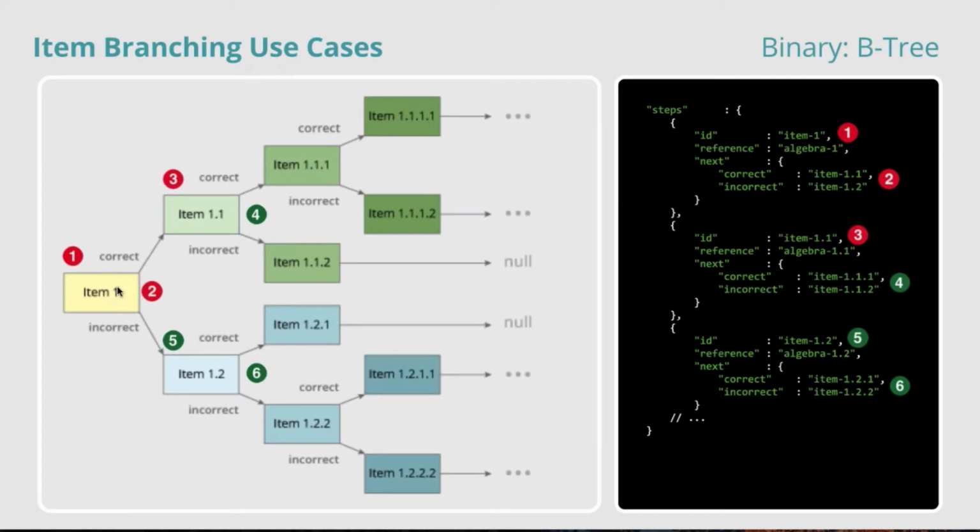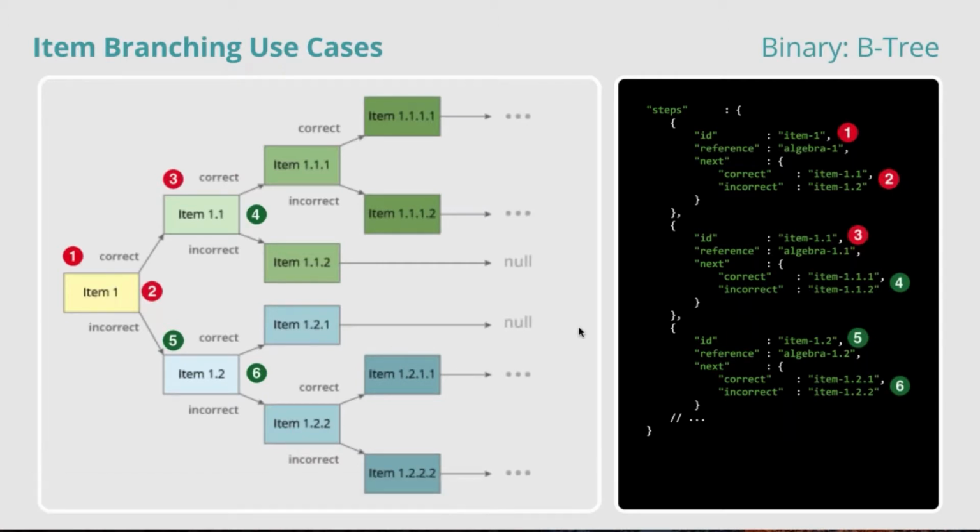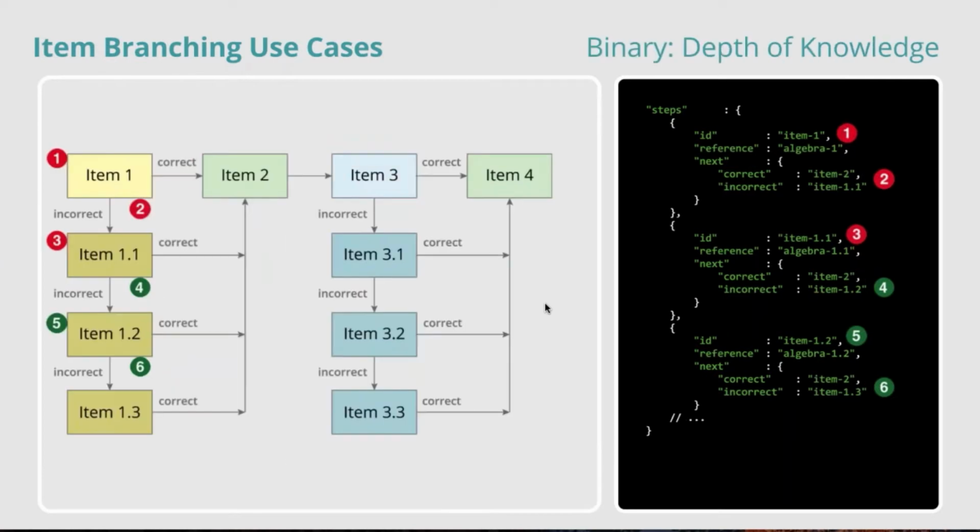If they start with item 1 and get it incorrect, it'll move on to the item 1.2 branch. And then, of course, correct will go to 1.2.1, and incorrect will go to 1.2.2. That gives you the ability to structure a tree as deeply as you need until you ultimately terminate the assessment with a null value in the next step anywhere along the line. That also gives us the chance to travel down a tree into a significant depth of knowledge each time the answer provided is incorrect.